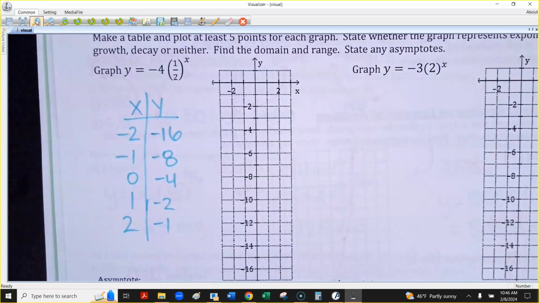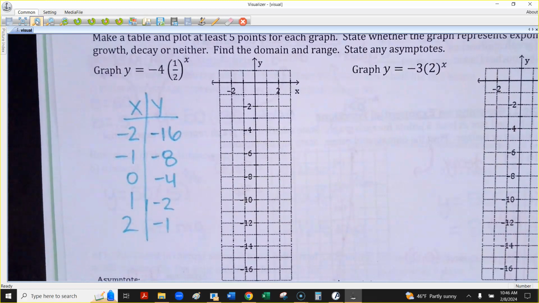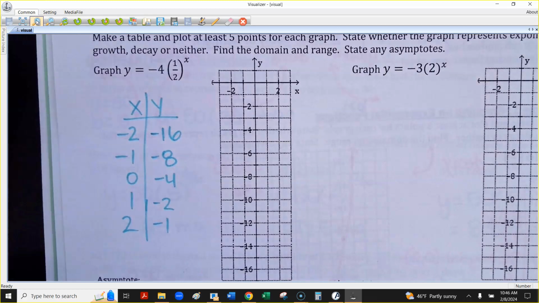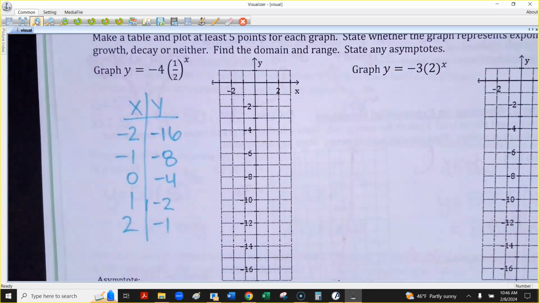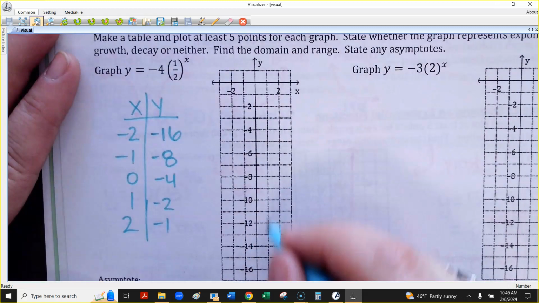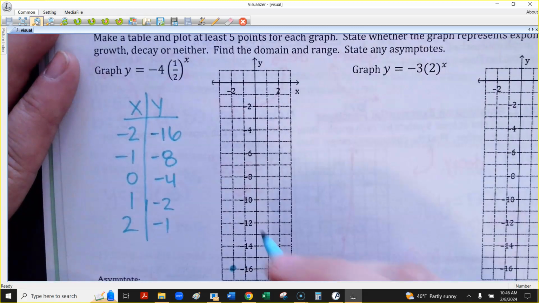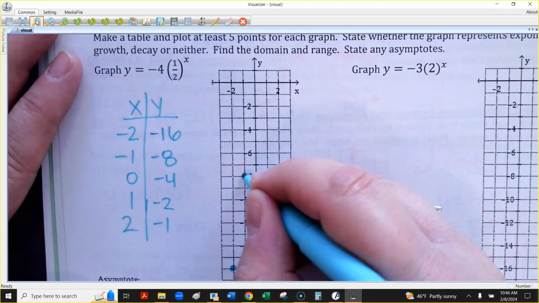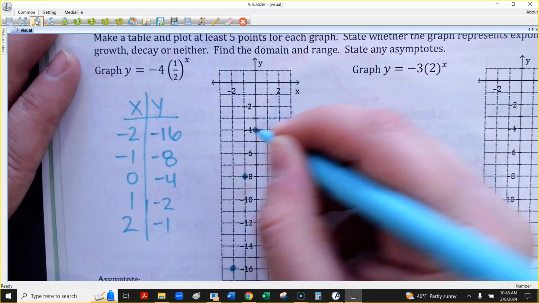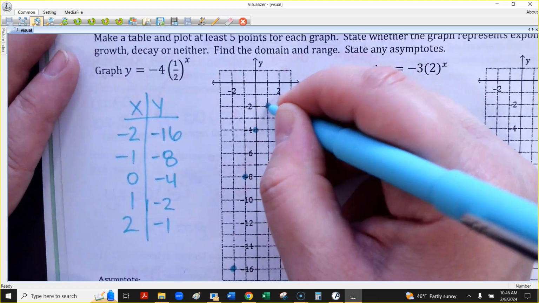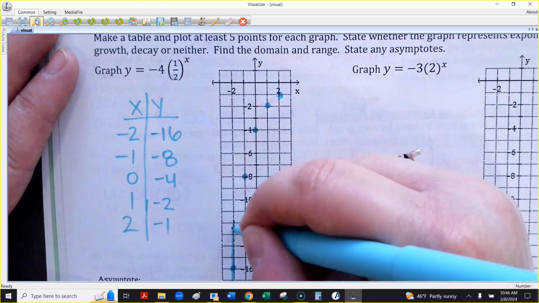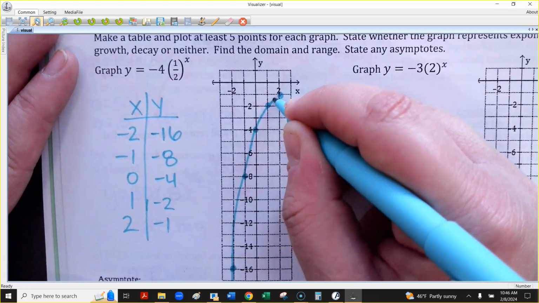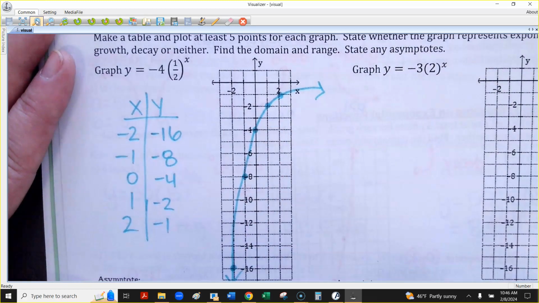Now, this is what it's going to do. It's going to take that graph we just did directly above this, and flip it over the x-axis. So this is going to get really close to the x-axis again, but it's not going to touch it, not going to go over it. It's going to point down. So if we're at -2, -16, that's a nice point. -1, -8, that's a nice point. 0, -4, 1, -2, 2, -1. This is just taking that graph directly above it and flipping it over the x-axis.